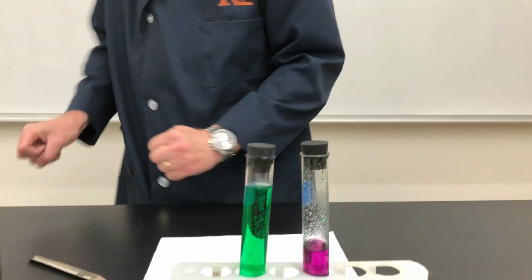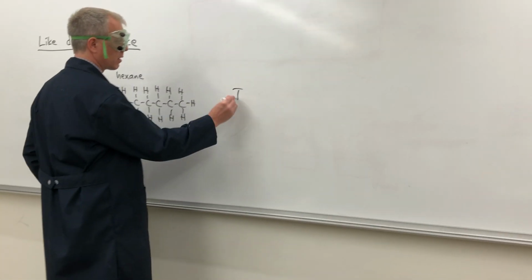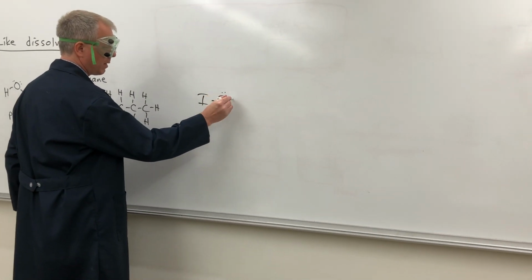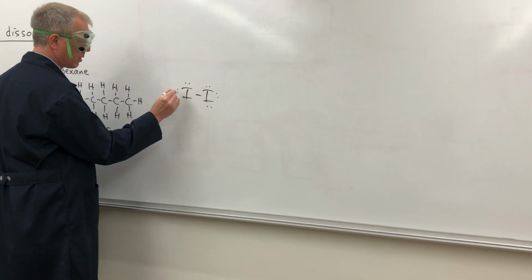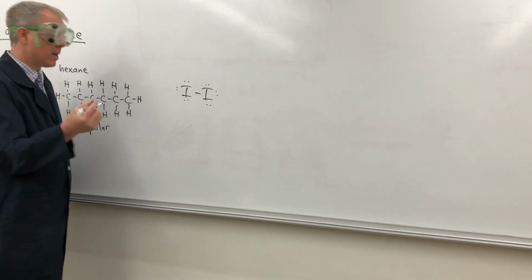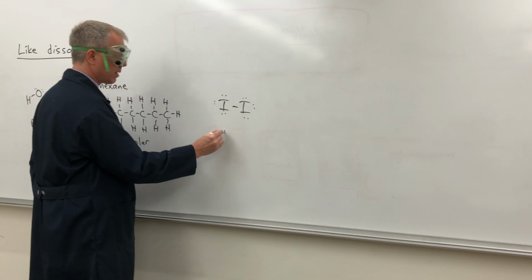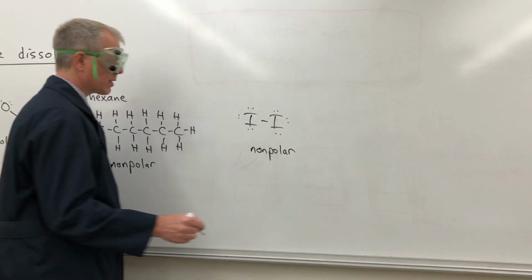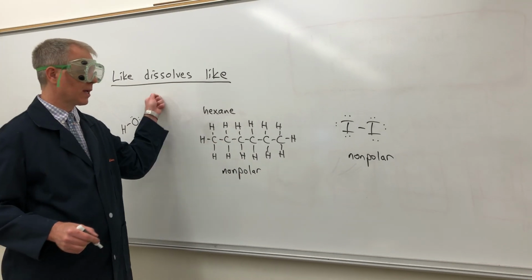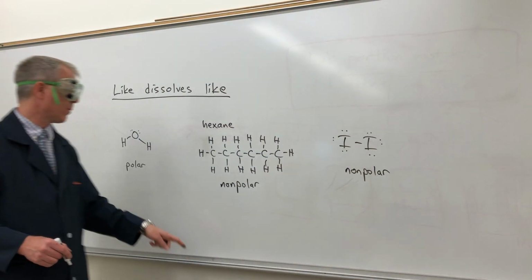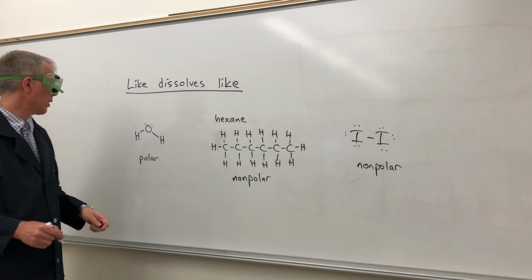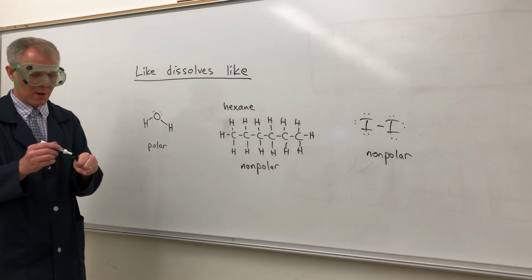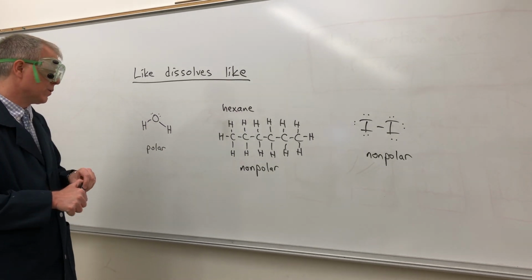The reason for that, well, intermolecular attractions. Iodine is a diatomic molecule with one nonpolar bond, because it's between the same atoms, so no difference in electronegativity. And so that's a nonpolar molecule. And so once again, like dissolves like. The nonpolar molecule mixes nicely with the nonpolar hexane molecules, and doesn't mix well with the polar water molecules.